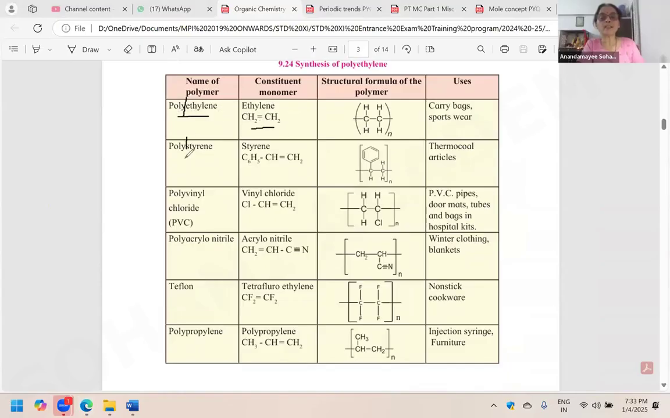Then polystyrene, you can simply remember that in CH2CH2, one H of the CH is removed and C6H5 comes there. You can consider this as your reference point. In CH2CH2, one H of CH2 is removed and C6H5 comes, the styrene group.